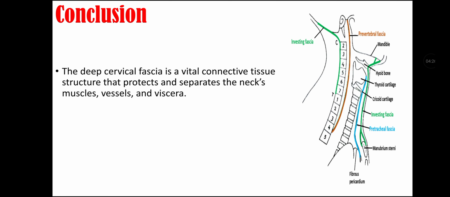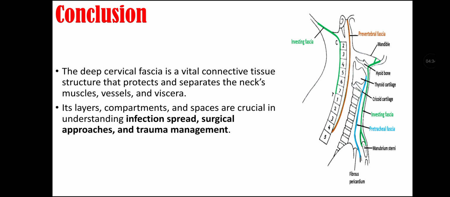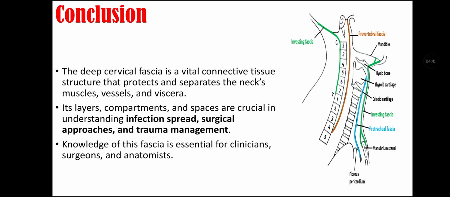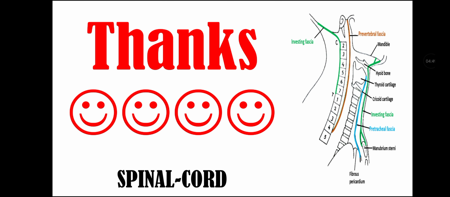Conclusion of this lecture video. Deep cervical fascia is a vital connective tissue structure that protects and separates the neck muscles, vessels, and viscera. Its layers, compartments and spaces are crucial in understanding infection spread, surgical approaches, and trauma management. Knowledge of this fascia is essential for clinicians, surgeons, and anatomists. And this was all about deep cervical fascia.